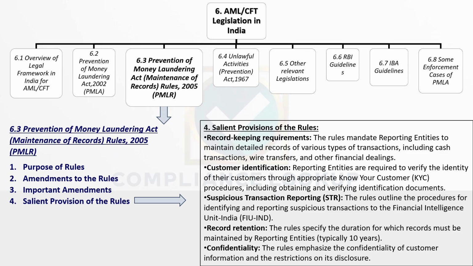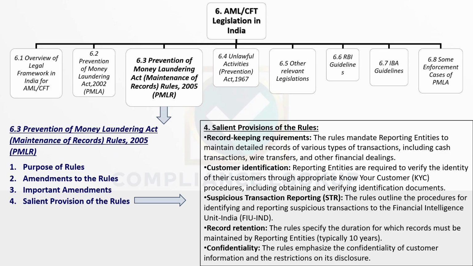C. Suspicious Transaction Reporting (STR). Reporting entities must monitor transactions for any suspicious activities, such as large cash deposits, frequent foreign transfers, or unusual business deals. If a transaction looks suspicious, the entity must report it to the Financial Intelligence Unit India. Example: a person who deposits rupees 50 lakh in cash without a clear business purpose will likely have their transaction flagged as suspicious and reported to FIU for further investigation.